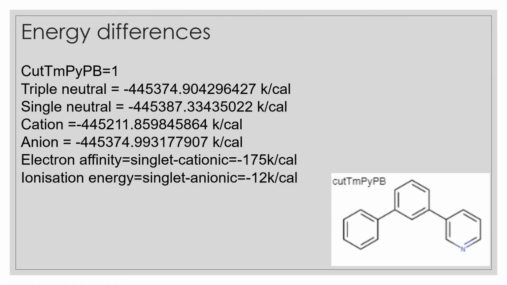So I'm going to refer back to this molecule as 1 just to make life a little bit easier later on. So this is the data we have from NanoHub. We can see that the singlet neutral is the lowest in energy. Therefore, this will be the ground state.